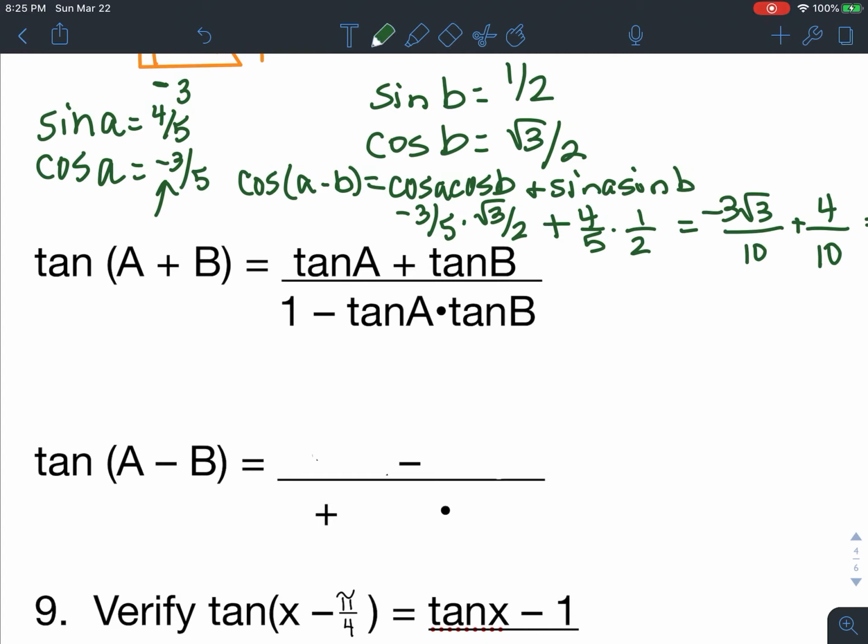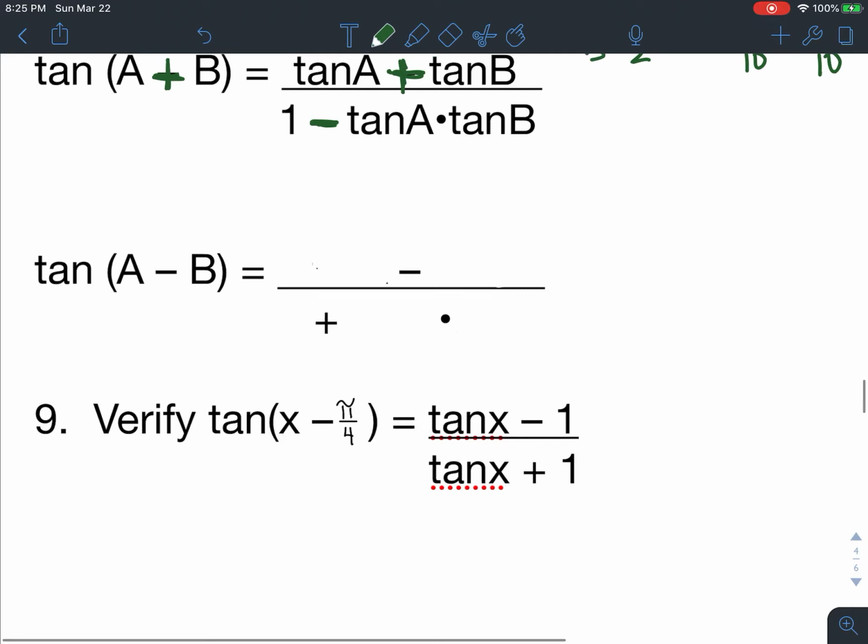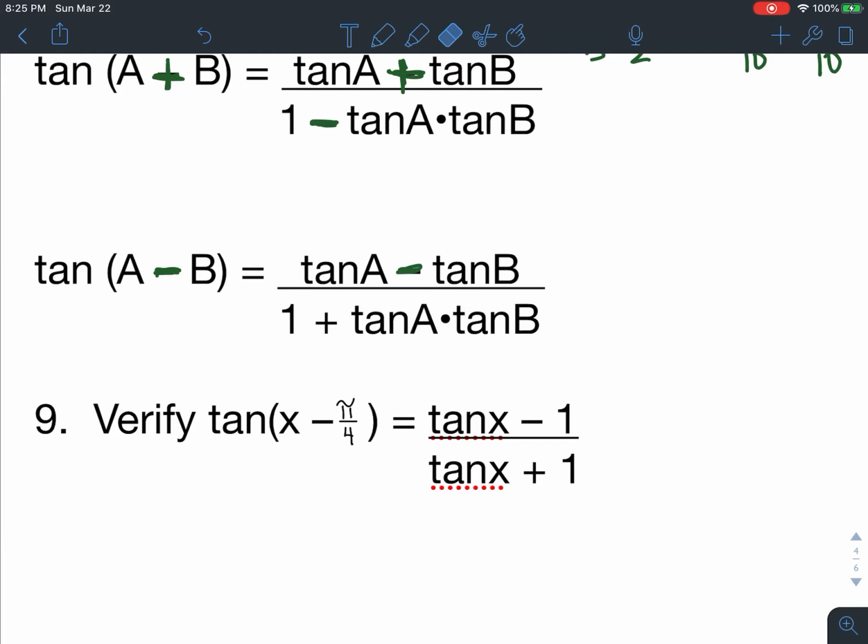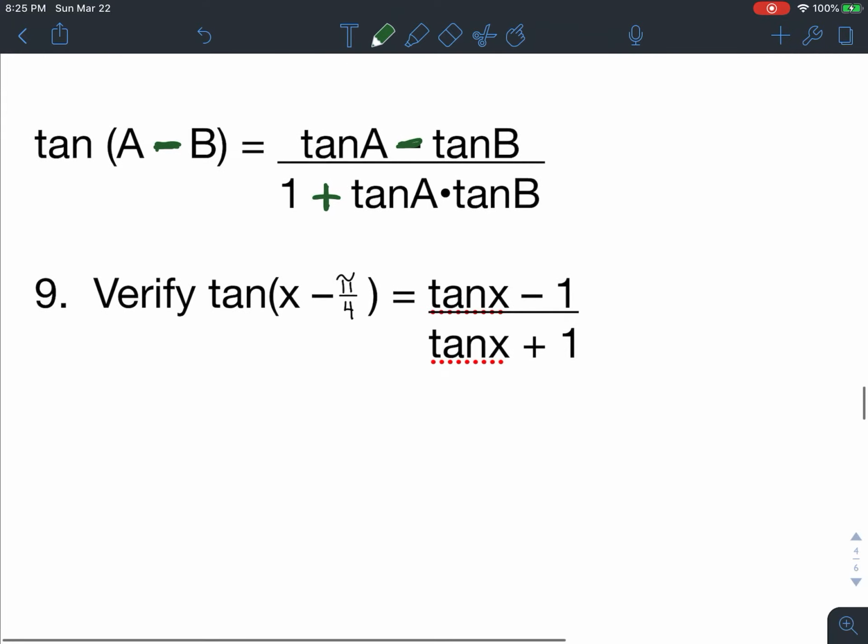So some things I want you to notice. This plus matches this plus, but the bottom sign is opposite. Okay, similarly, for tangent A minus B, I still get on the top tangent A and tangent B, but now the sign in between is a minus, which matches this one. On the bottom, I still get the 1 and the tangent A and the tangent B, but the bottom sign is opposite the one on the top.